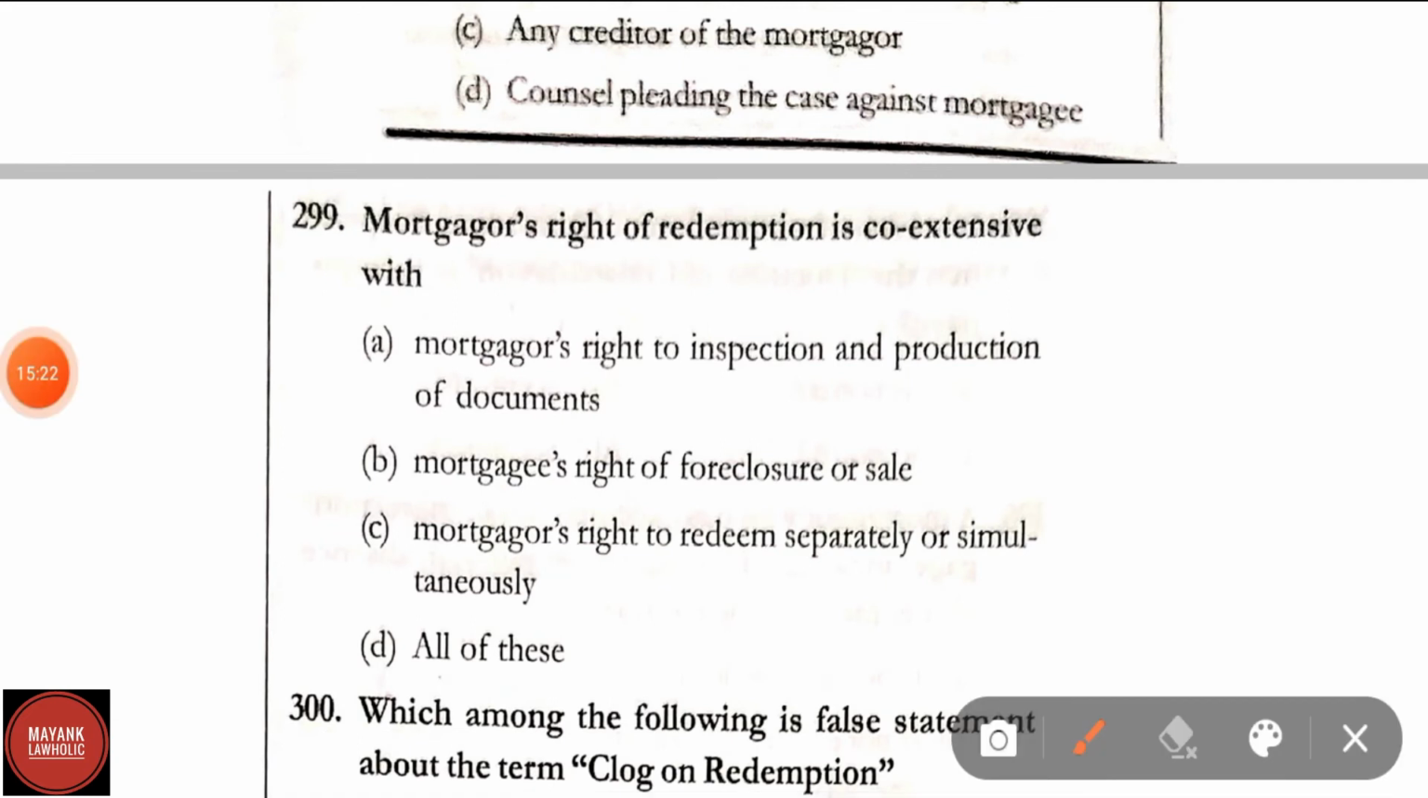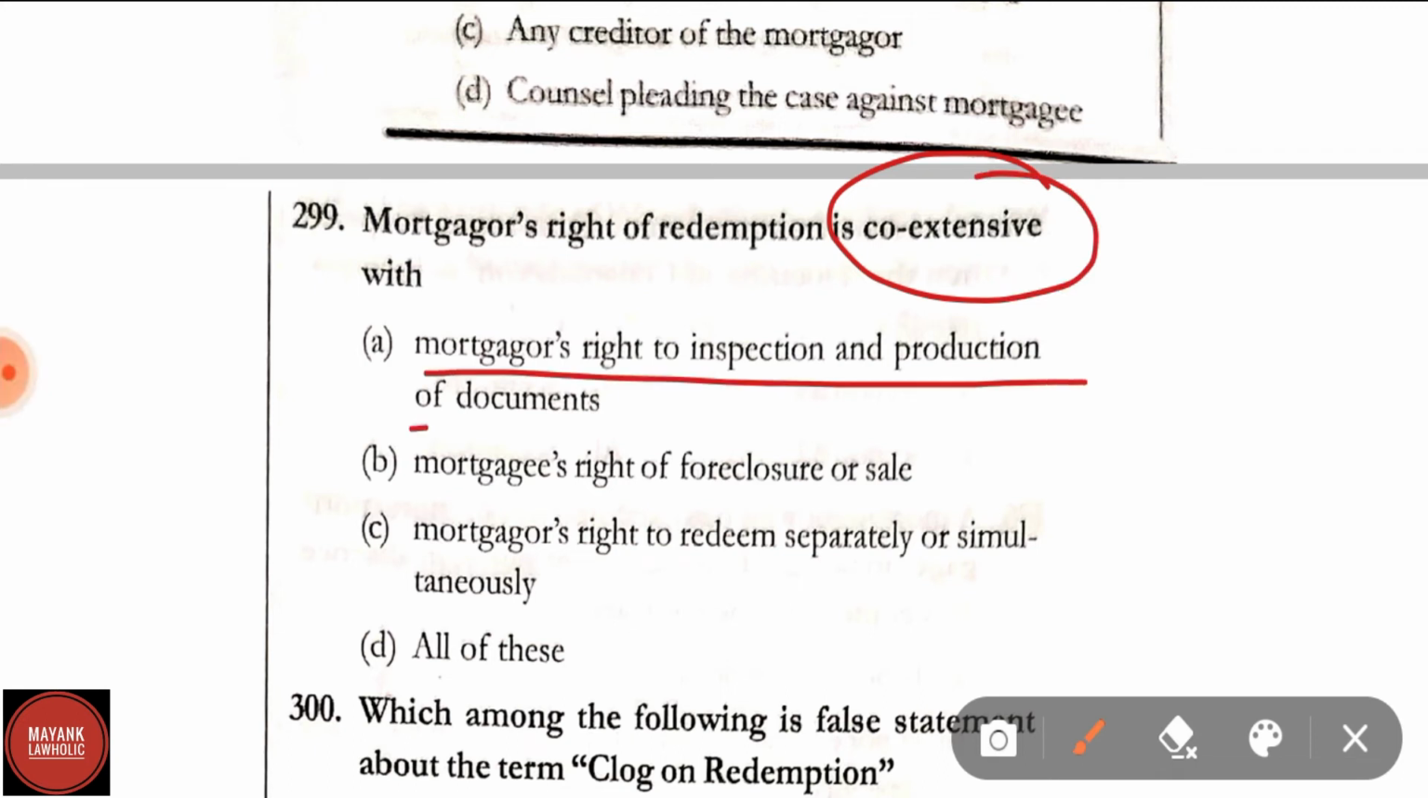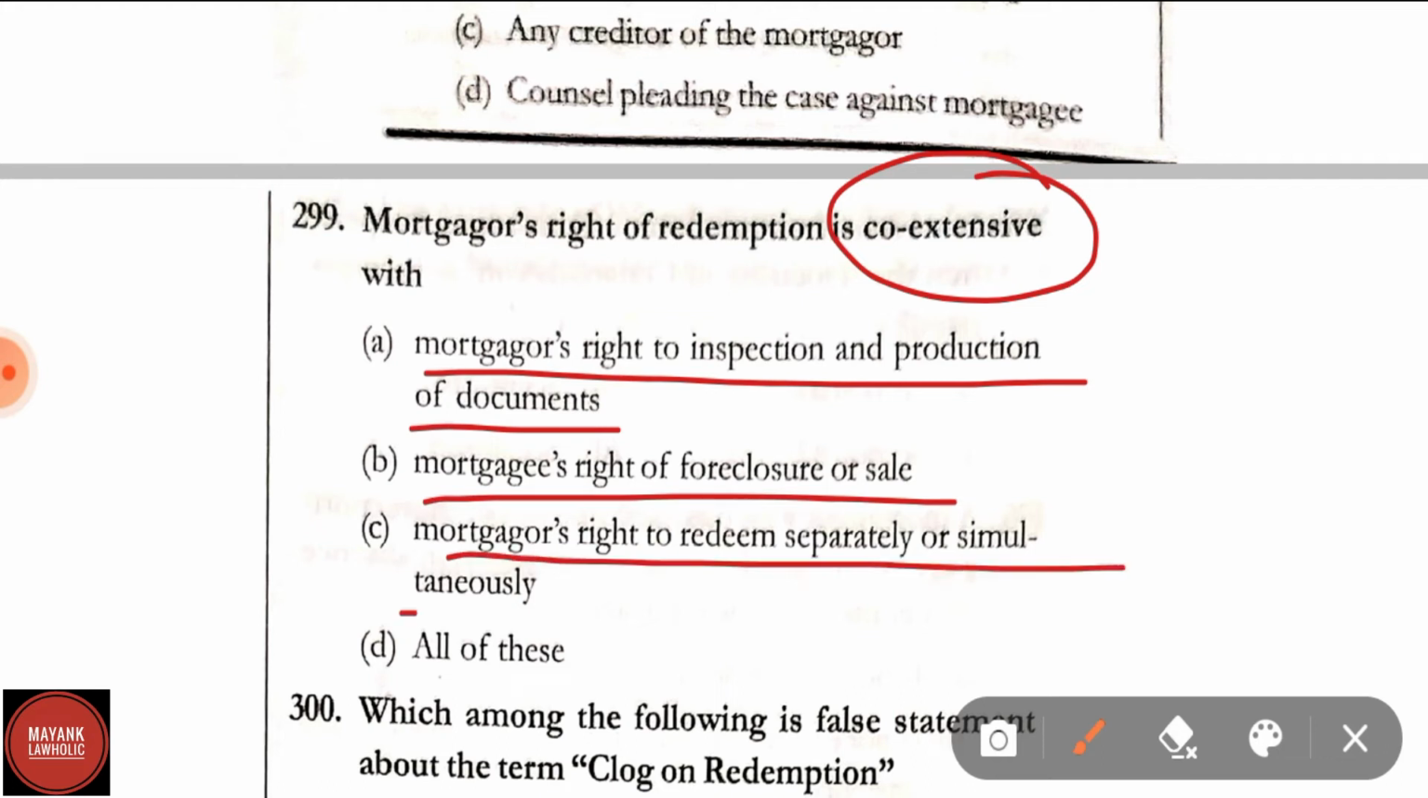Question number 299. Mortgagor's right of redemption is coextensive with. Options are mortgagor's right to inspection and production of documents, mortgagee's right for foreclosure or sale, mortgagor's right to redeem separately or simultaneously, and option D, all of these.